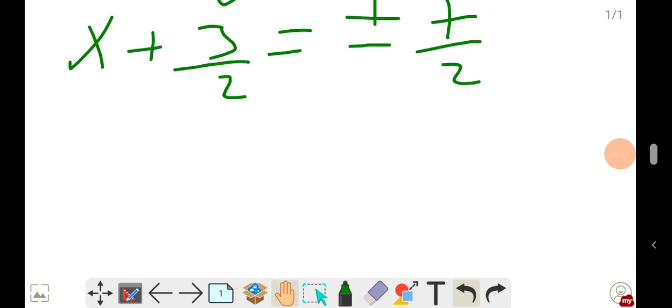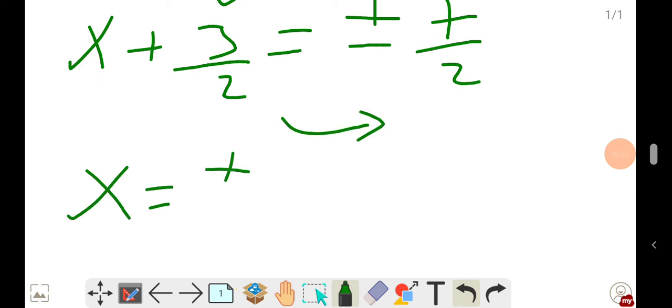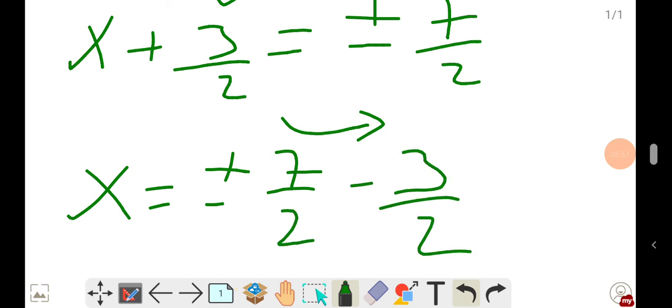Therefore, we will shift the 3 over 2 to the other side. So x is equal to plus or minus 7 over 2 minus 3 over 2. Because it was plus here, when you shift, it will be minus. Therefore, we can now have two possibilities, one plus, one minus. We will solve in both cases.